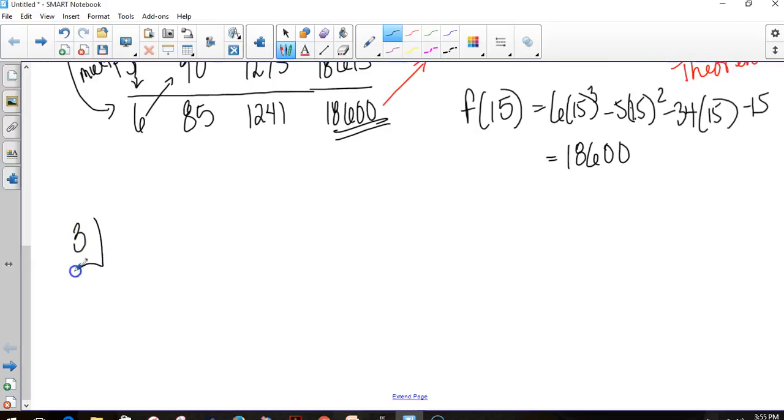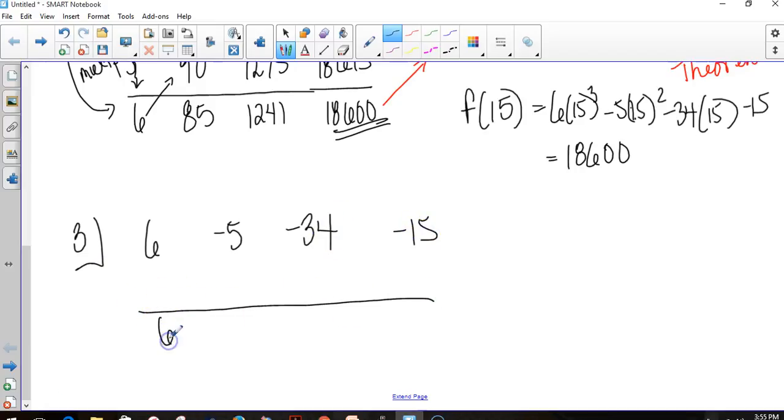3 goes in the box, and then it's 6, negative 5, negative 34, negative 15. Drop the first number under the bar. 3 times 6 is 18. Add down. Multiply. 13 times 3 is 39. Add down. How convenient. 3 times 5 is 15. Add down, and I get a 0, and that's good news. That means that 3 is a solution.